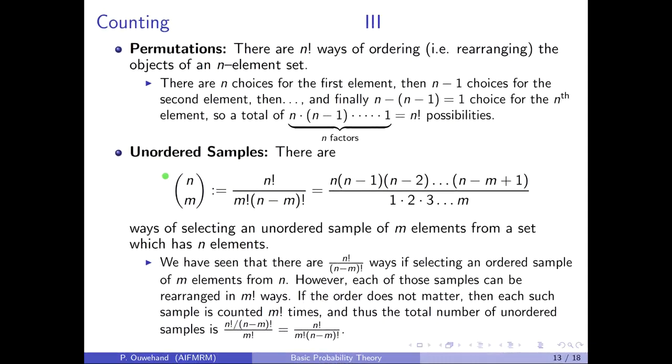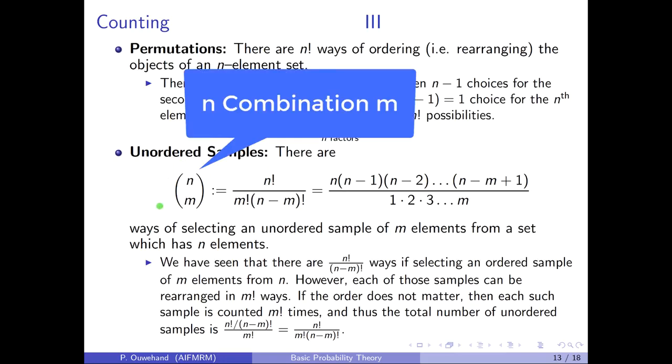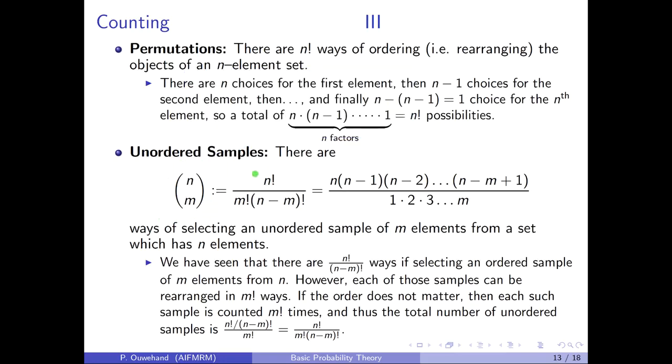Up to now, we have considered ordered samples, i.e. samples where it matters in which order the elements are selected. Consider now unordered samples, where the order in which we select the elements is not important. In that case, there are n combination m, which is defined to be n factorial over m factorial times n minus m factorial, many ways of selecting an unordered sample of m elements from a set which has n elements.